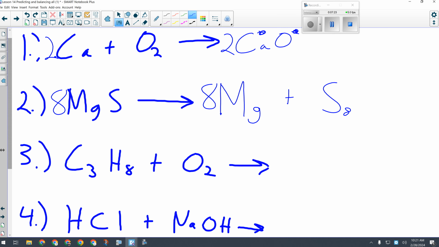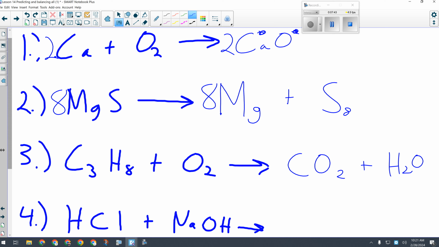Let me go to number 3. All right, let's look at that one too. What kind of reaction is that? Combustion reaction. Do I need to figure out the products or should I just know them? This is one I just know. The products of a combustion reaction are always the same 2 things, carbon dioxide and water.